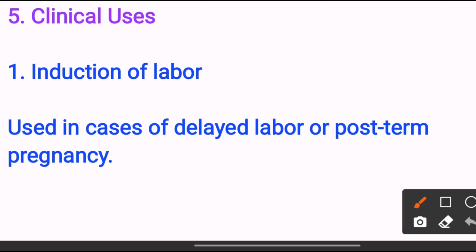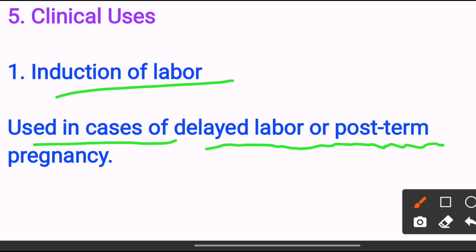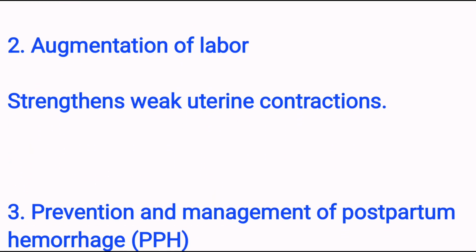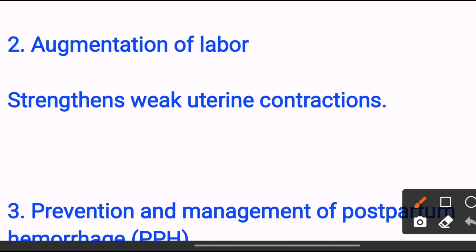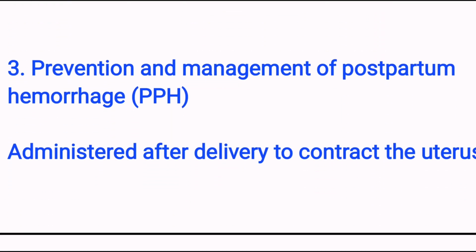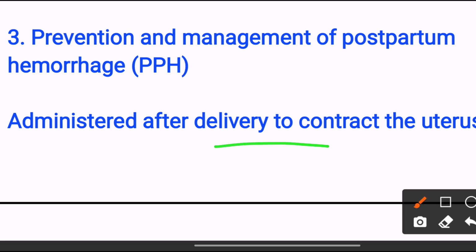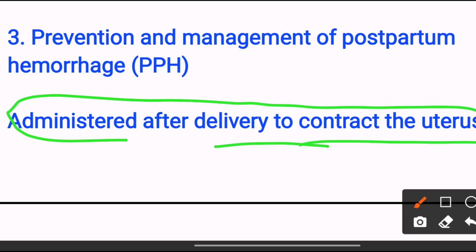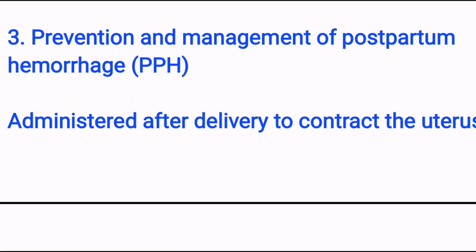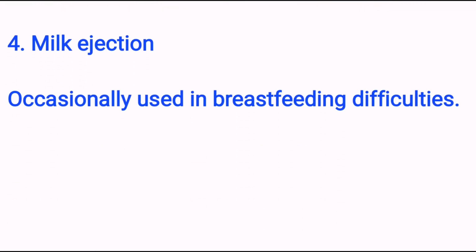Clinical uses: induction of labor, used in cases of delayed labor or post-term pregnancy. Augmentation of labor, strengthens weak uterine contractions. Prevention and management of postpartum hemorrhage (PPH), administered after the delivery to contract the uterus, not before the delivery. Before the delivery, we also use oxytocin for contraction. Milk ejection, occasionally used in breastfeeding difficulties.